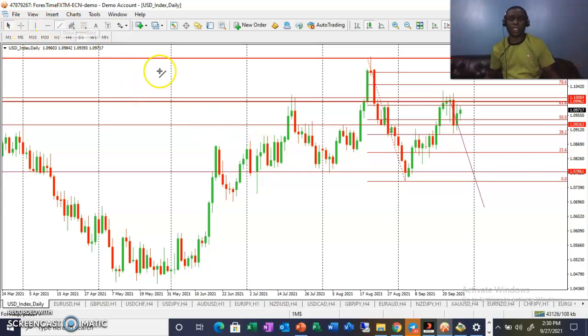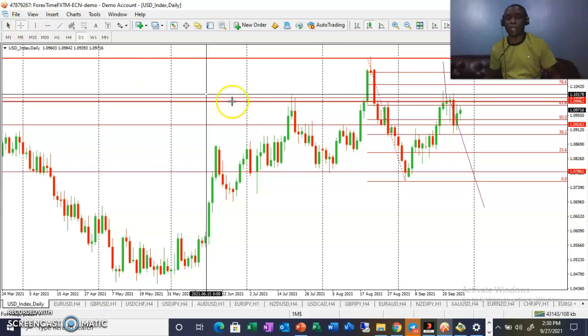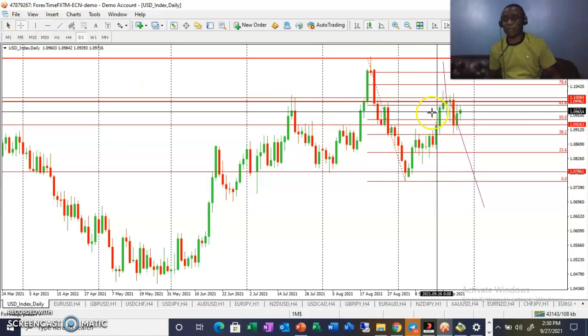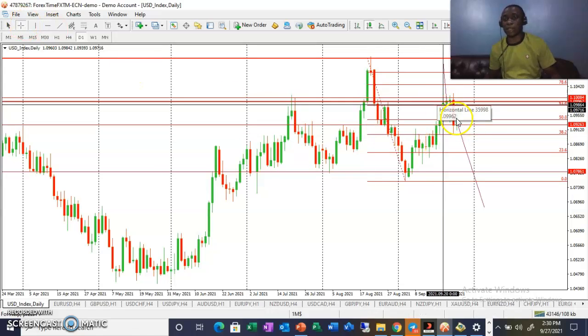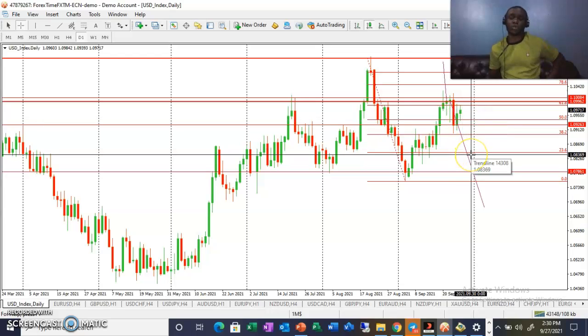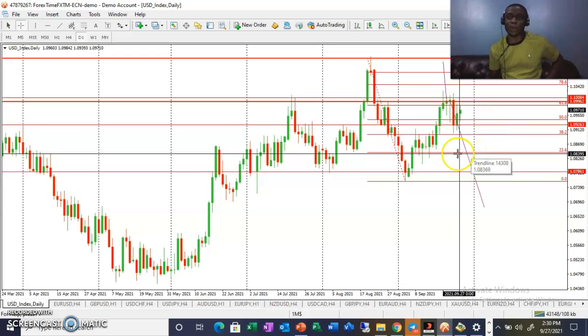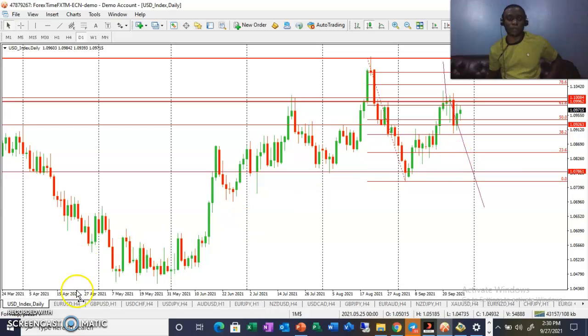But basically, the dollar might as well break above this resistance and go higher. So we will just have to keep a watch. But most likely, from the candlestick pattern, we can see that the market is likely to go down, which indicates the weakness of the dollar.